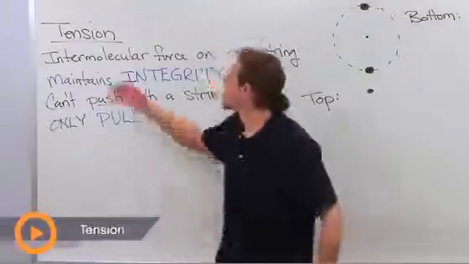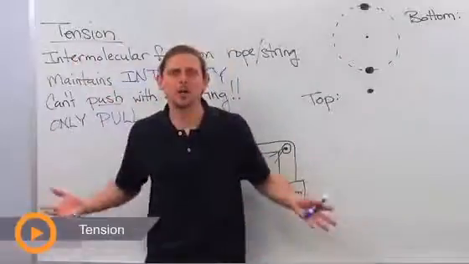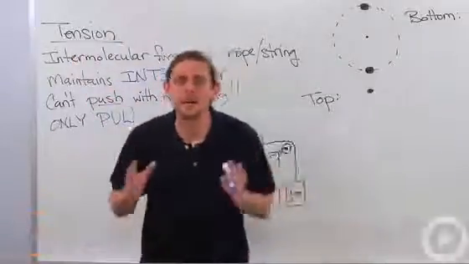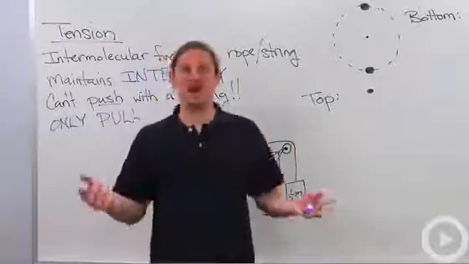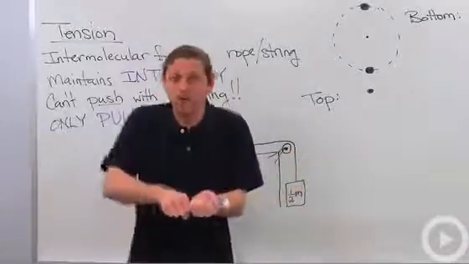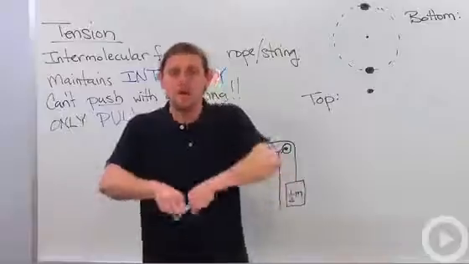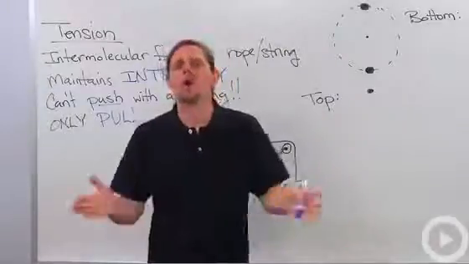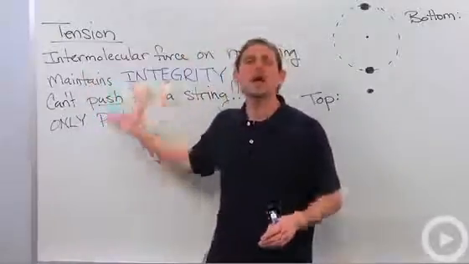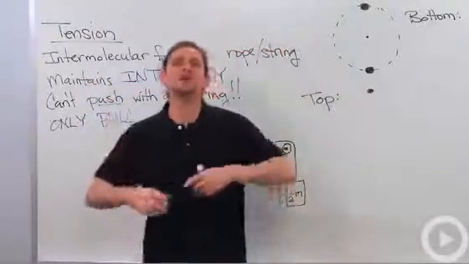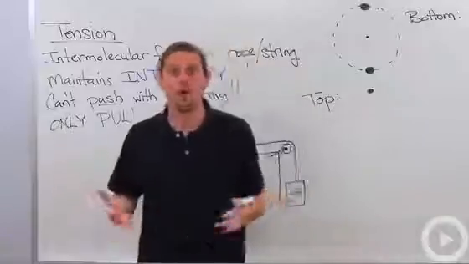All right, so let's talk about tension. What is tension? Tension is an intermolecular force that exists inside of ropes and strings and other materials that you can pull on, but that also are flexible. So here's the idea. The purpose of tension is to maintain the integrity of the string or the rope.